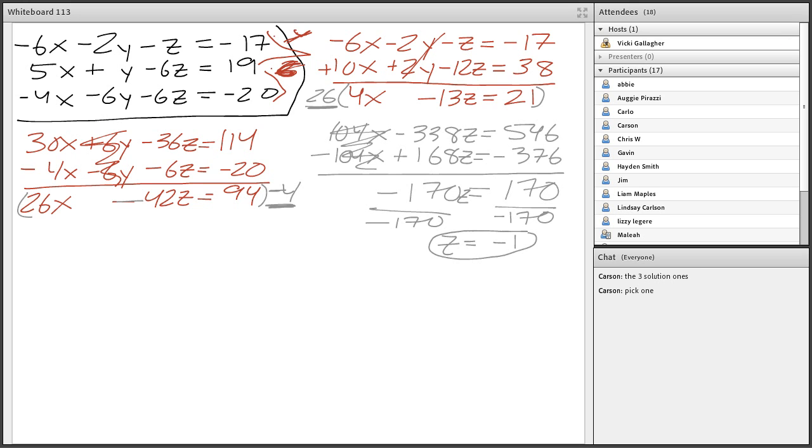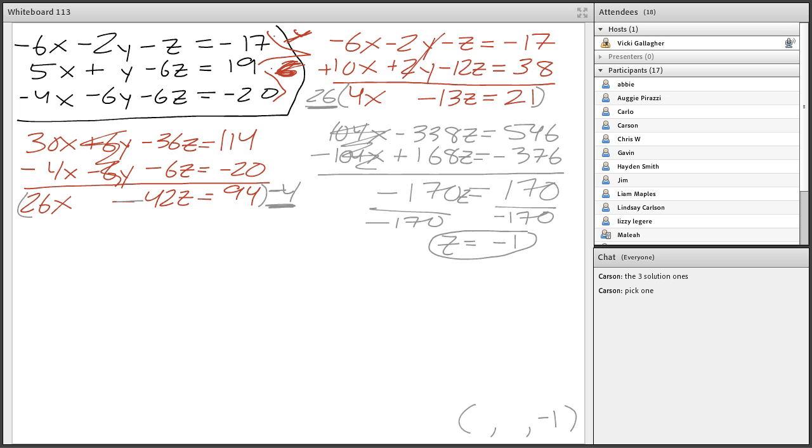At this point in time, if this was my test, I would go over to the answer line, and I would write negative 1 here. I'd start filling in my answer so that I don't forget to later. Once you have your first answer, it all kind of goes a little bit easier after that.